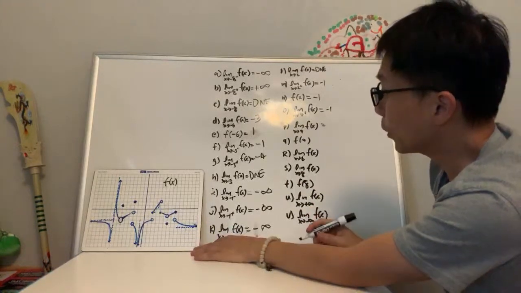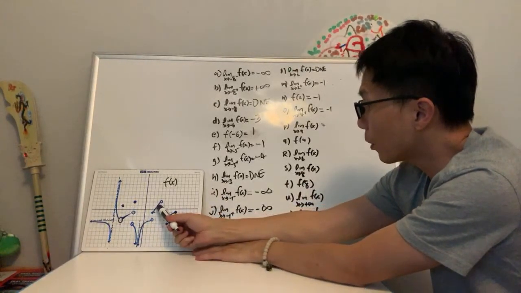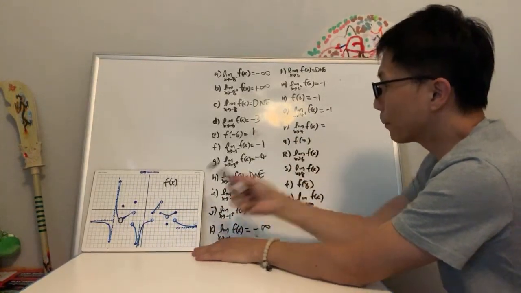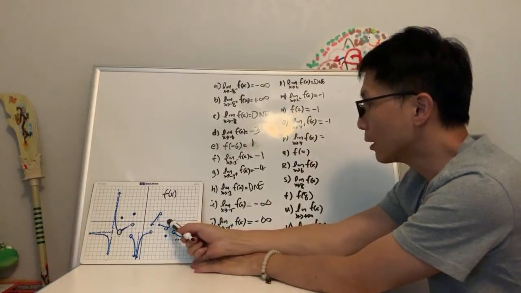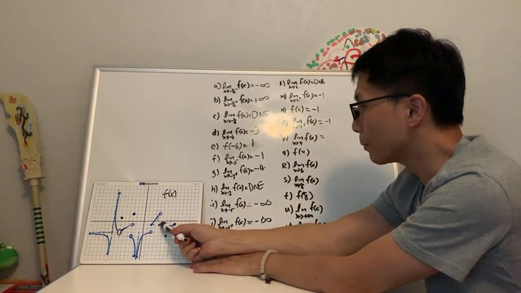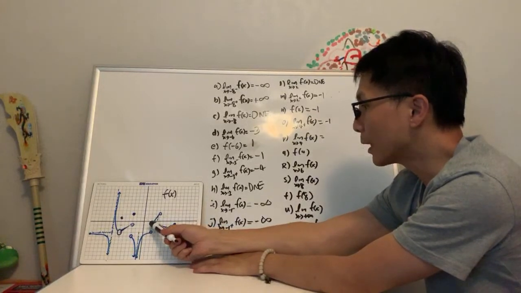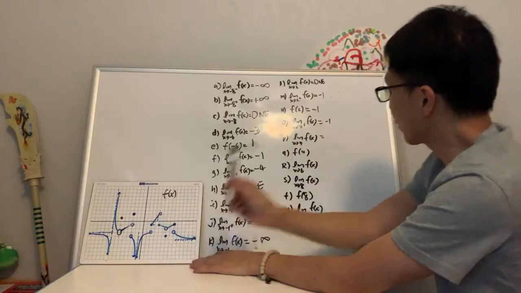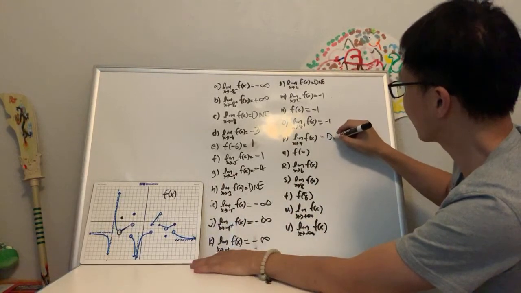Limit as x approaches 4. Well, 1, 2, 3, 4. But here, since it's a single number again, it has to come from both sides. And if they come out to 2 different values, for example, from the positive side to 4, it's going to -1, and from the negative side to 4, it's going to 2, then since they're coming from 2 different values, the limit does not exist.